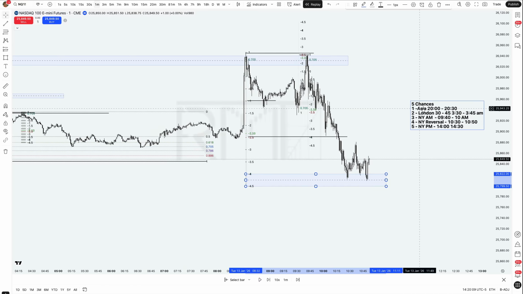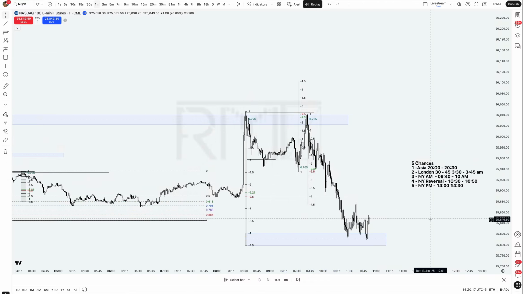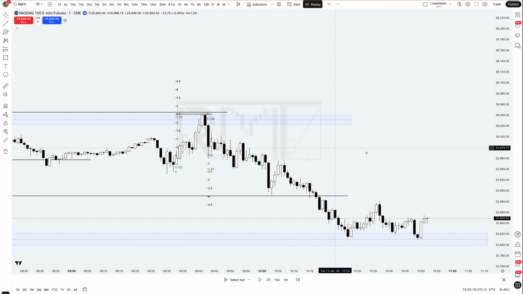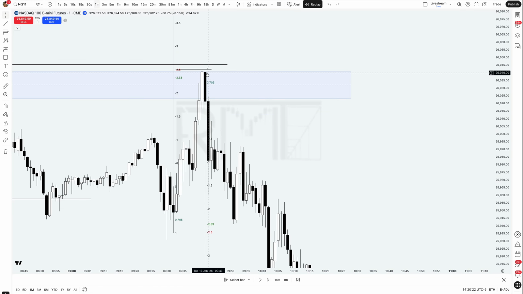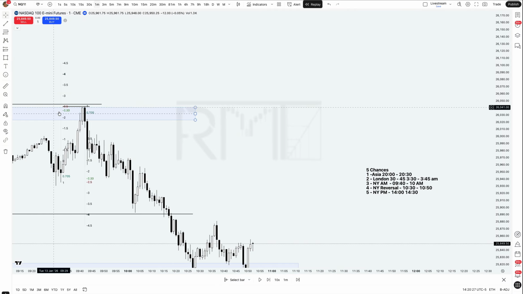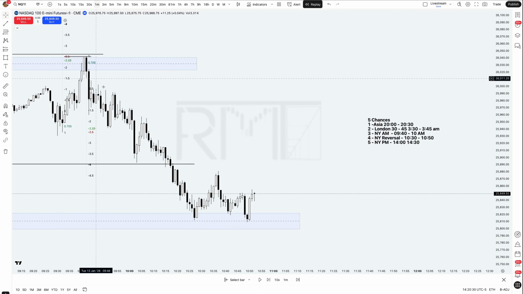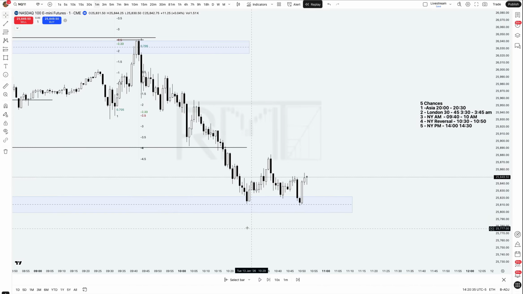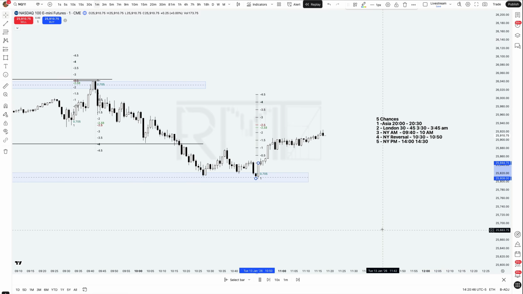So back into the 5 chances: Asia, price moving in this specific time; London, in specific time; New York AM, from 9:40 to 10 a.m. This manipulation, when price started moving lower, happened at 9:42, inside the window 9:40 to 10. So this could be a chance that we have on the downside. The first chance from 10:30 to 10:50, New York reversal. This low was 10:49, and here it's the same. You could measure this one, and then wait for the price, see what happened.